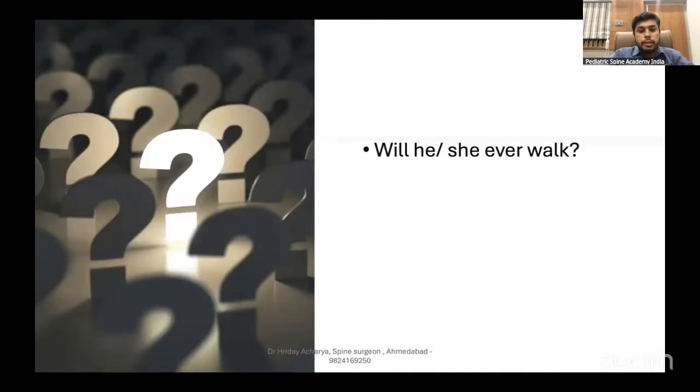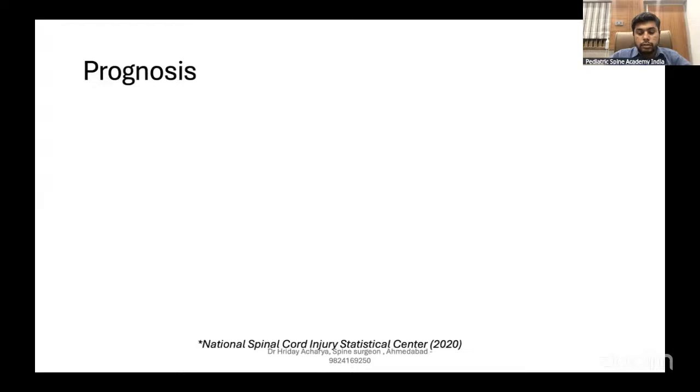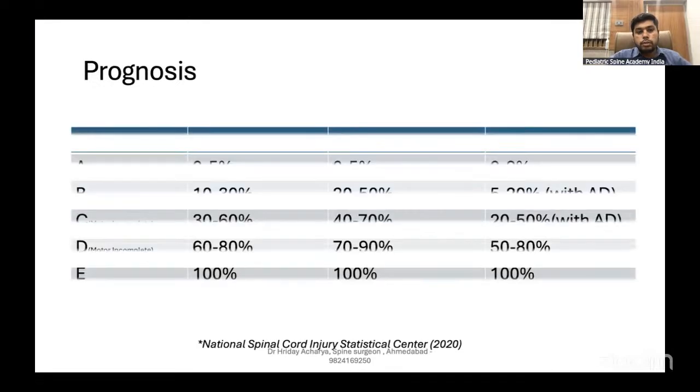So when a patient comes to you and you decide what kind of rehabilitation you do with the patient, there are a few questions that the patient will always ask. Will he or she ever walk? The next question is what are the chances of recovery? And what is going to be his or her life ahead? So based on the type of spinal cord injury, the prognosis is divided as this.